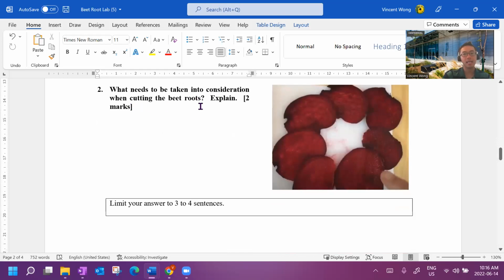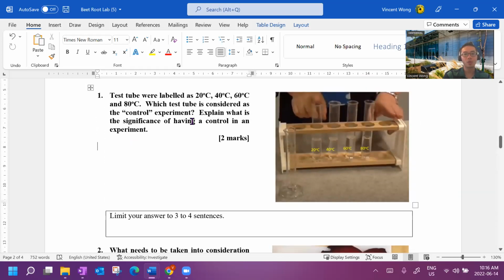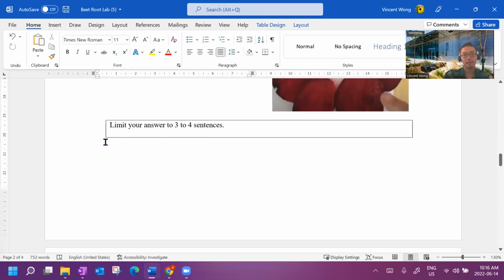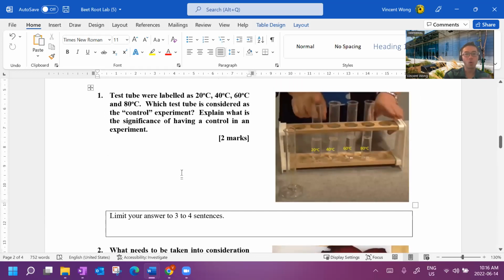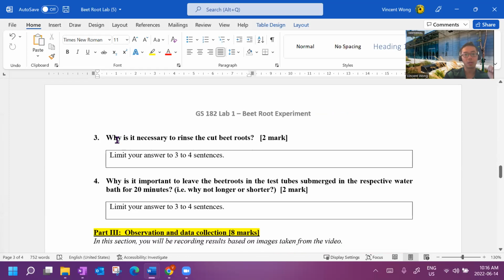Okay, so what needs to be taken into consideration when cutting the beetroots? Again, the answer is in the video, but I am going to remind you, when you do this question, think about standardized variable. Okay. Sandy, maybe you can watch the recordings afterwards for that exact phrasing. Okay, but I hope I have conveyed the core idea of what a control is. And you don't have to write it exactly the way I've said it, but make sure you understand why we need that.